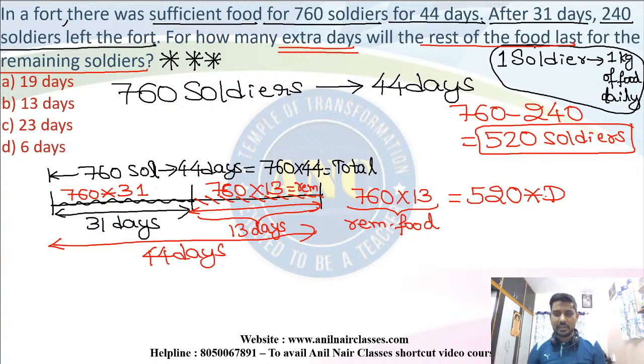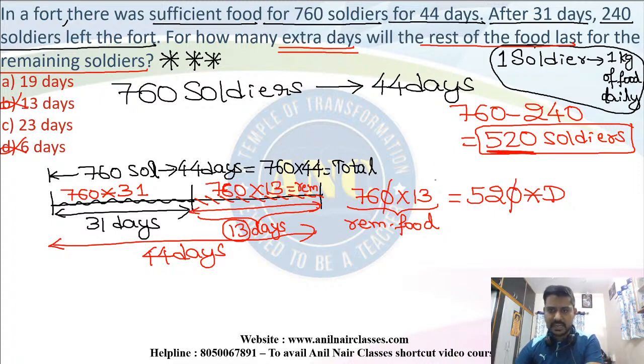Now, logically thinking, if there were 760 soldiers, the work would have been completed in another 13 days itself. But there are only 520 soldiers, not 760. That means the number of soldiers has reduced, so the number of days to complete is not 13. It will be greater than 13. Answer cannot be 6. Answer cannot be 13. It should be greater than 13. Two options are eliminated. But anyway, you can easily calculate.